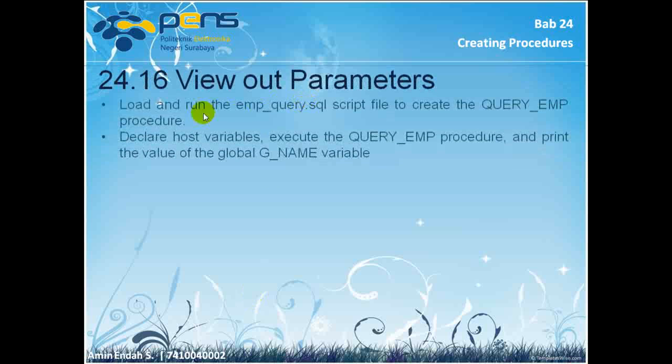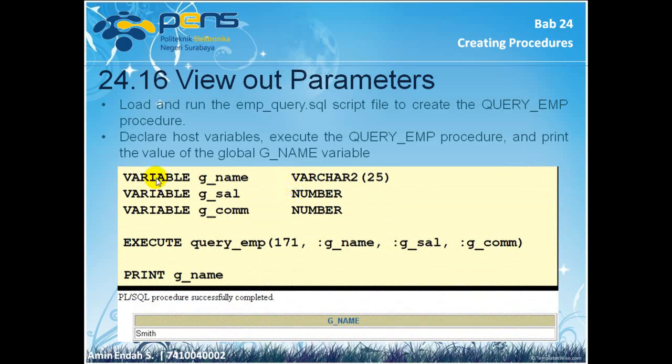View OUT parameters. Load and run the emp_query.sql script file to create the query_employee procedure. Declare host variables, execute the query_employee procedure, and print the value of the global g_name variable. And this is: VARIABLE g_name VARCHAR2(25), VARIABLE g_sal NUMBER, VARIABLE g_comm NUMBER, EXECUTE query_employee(171, :g_name, :g_sal, :g_comm), PRINT g_name, and this is the execution.